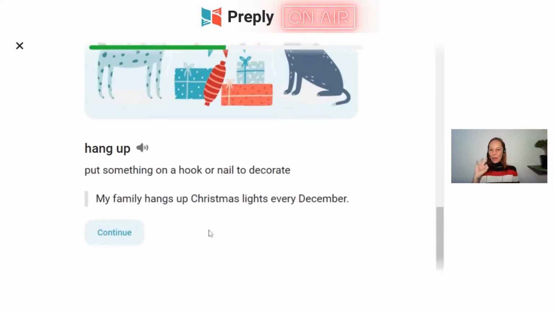Moving along to our third vocabulary word for today, we have the word hang up. This is when we put something on a hook or on a nail to decorate our homes. As our example there says, my family hangs up lights every December. Is there anything special that your family hangs up during the holiday season? Let us know in the chat.